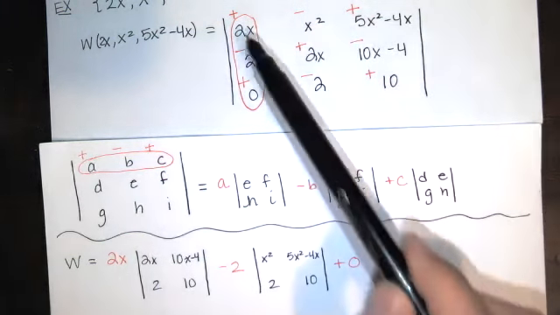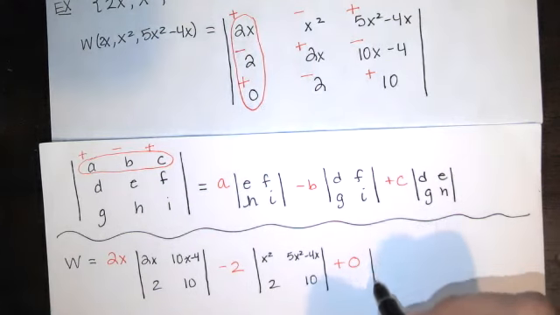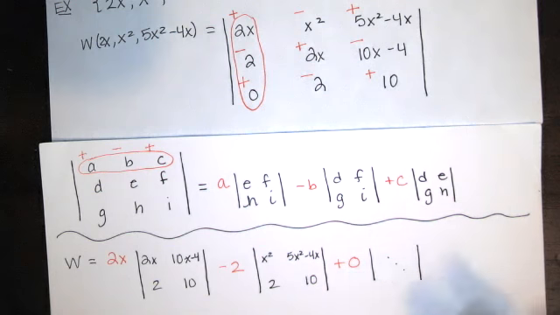Cross out the row and column containing 0. And you've got that 2 by 2 determinant, but it doesn't really matter what it is because we're going to multiply it by 0 anyway.